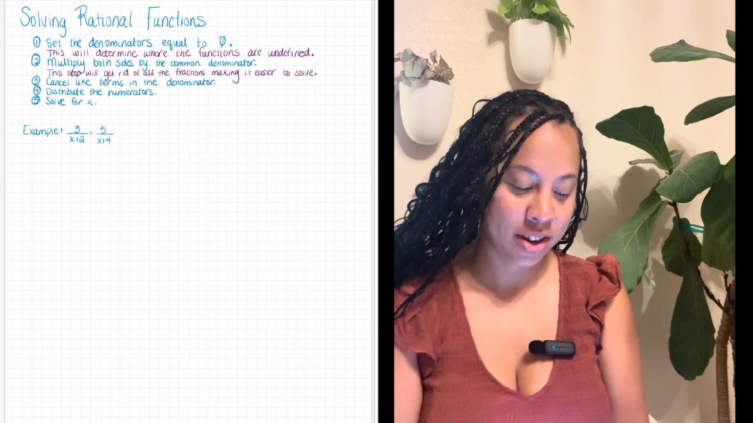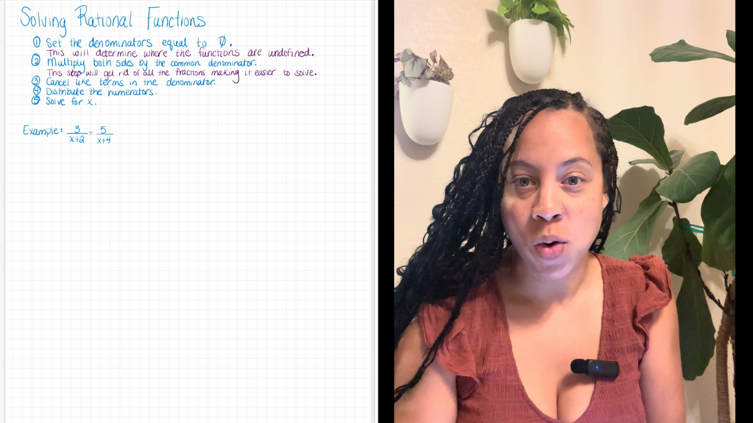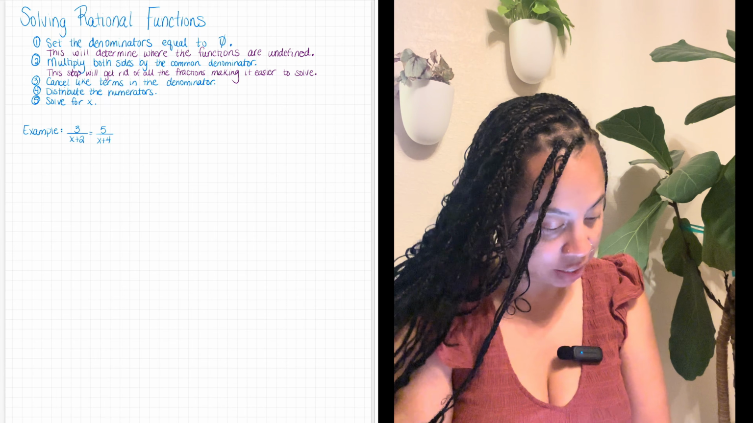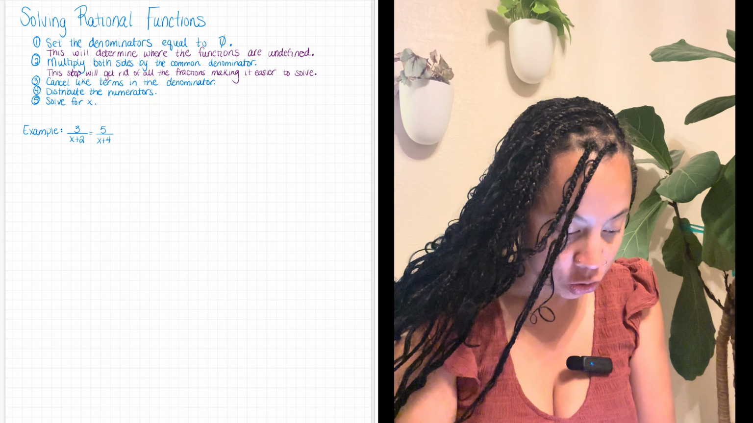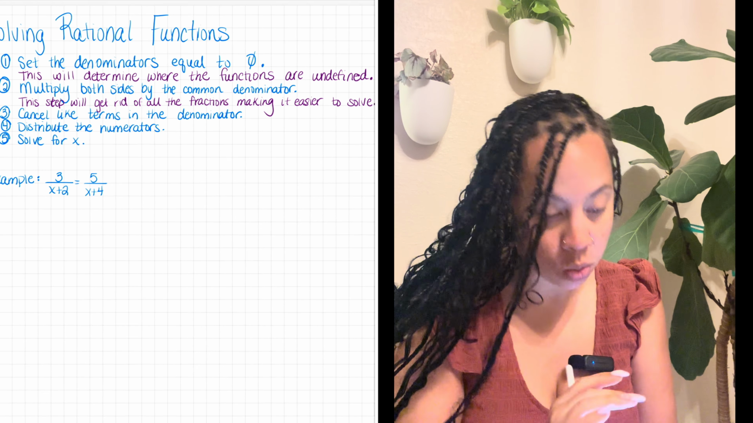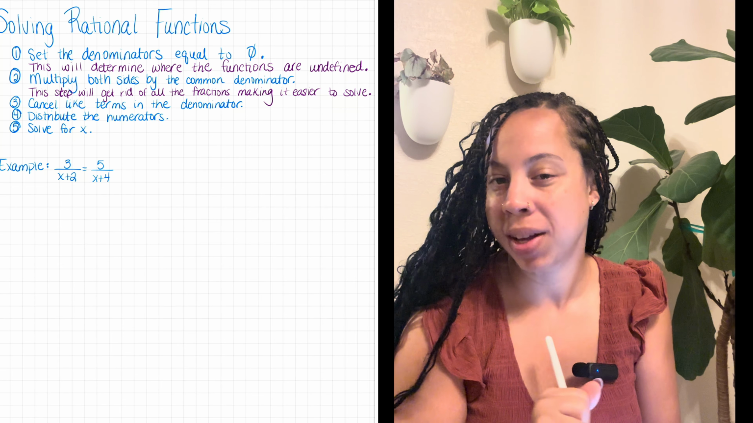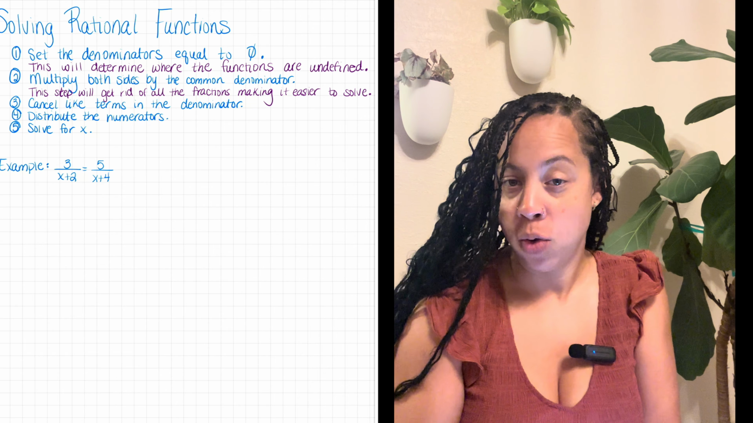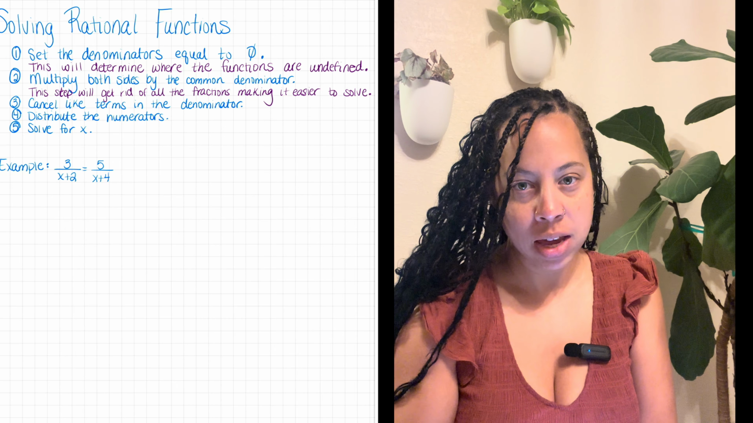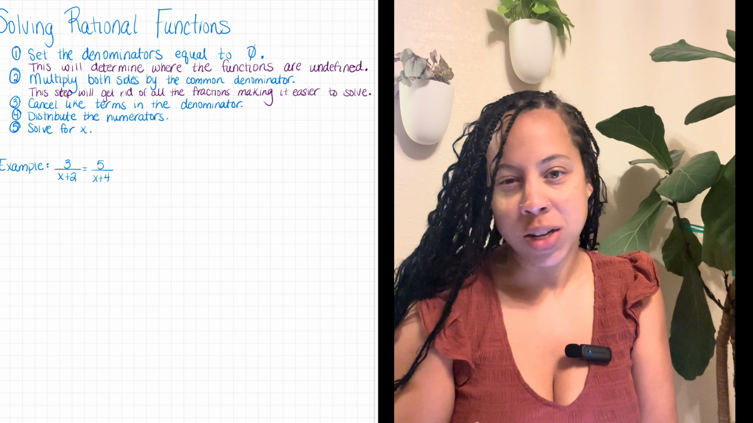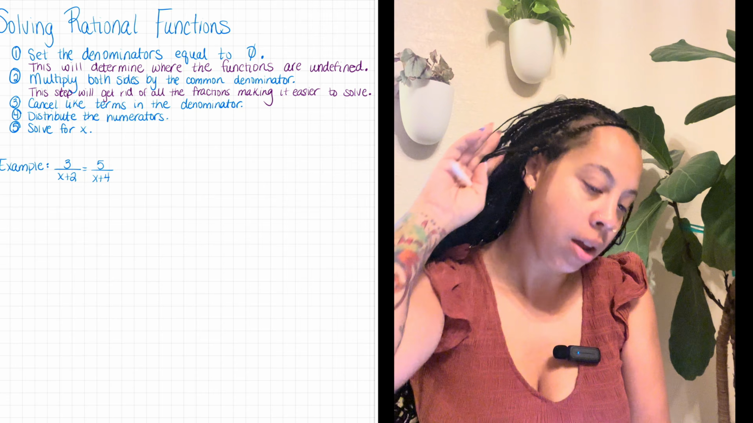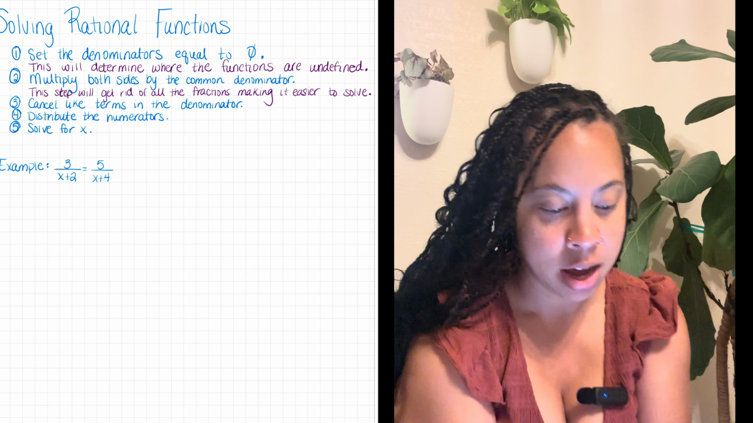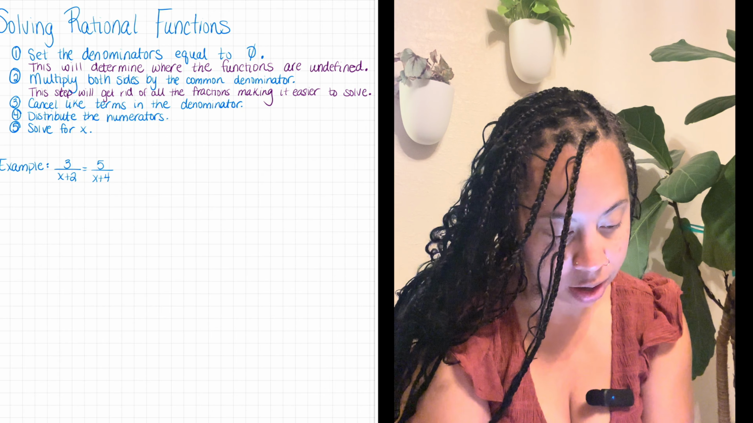Hey guys. Okay, so we're going to go over how to solve rational functions in this lesson. So, first step, we want to set the denominators equal to 0 because that tells us where it's undefined. So, if we get an answer and we already know our function is undefined there, then we can say that it's not a solution.